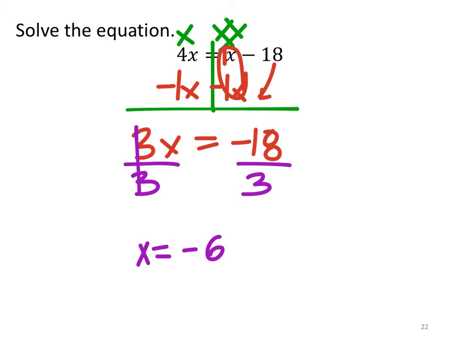But again, I'm going to use my calculator just to go back and check. 4 times negative 6 is negative 24. That's pretty good. But what about negative 6 minus 18? What does that equal? Bam, negative 24. So that's a good answer right there. So we confirmed that negative 6 is the solution to this equation because it makes the statement true.